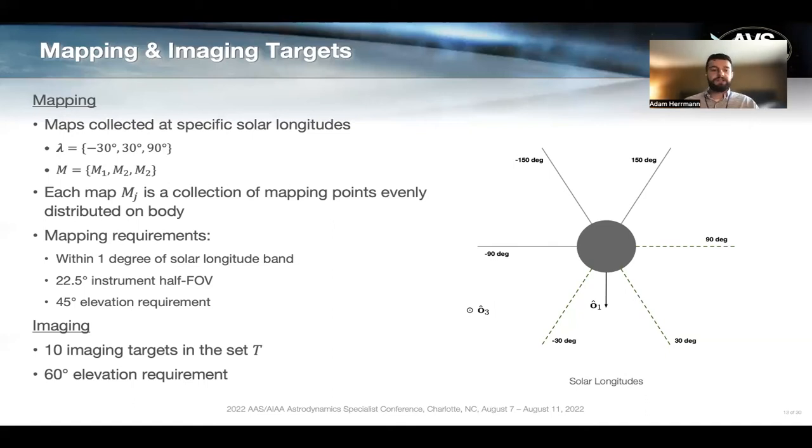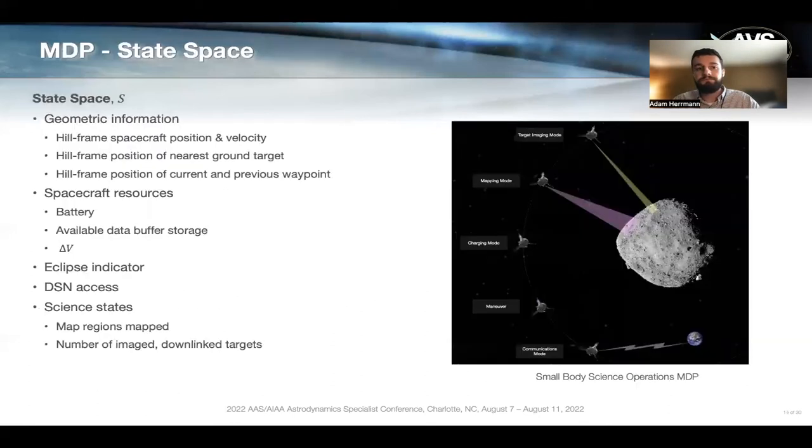For imaging, it's pretty simple. We have 10 imaging targets distributed on the surface of the body in some set T. There's a 60-degree elevation requirement that the spacecraft must be within, and then there's also an attitude requirement because it points an instrument at the target itself.